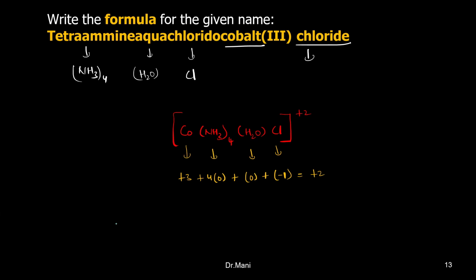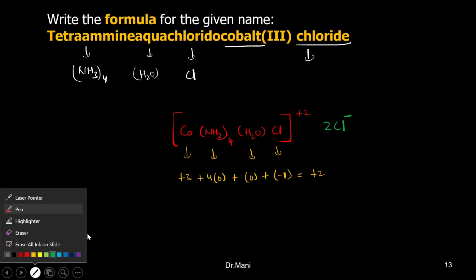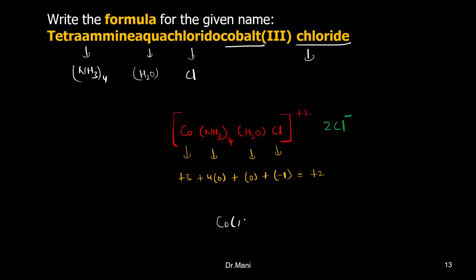So how many chlorines should I put to balance this plus 2? Chlorine is minus 1. But if you put only a single chlorine, it will balance only 1 plus 1. But here, sir, I have a plus 2. So how many chlorines should I put? 2, sir. Yeah. So 2 Cl minus. So I need to balance that. So finally, I'll be getting the compound which is like this: cobalt NH3 4, H2O, Cl, Cl2. This is the answer. Is that clear?